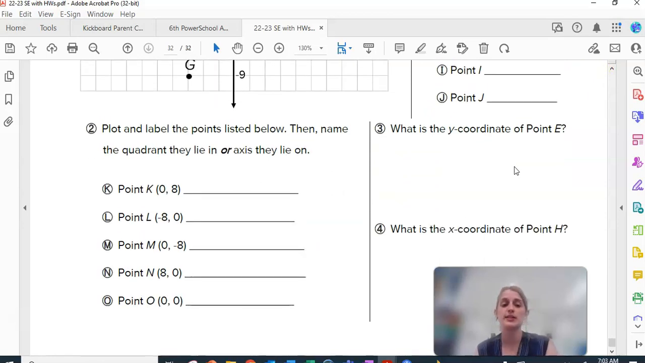Plot and label the points. That means you are literally drawing the dot, and then you're going to label it with whatever letter it is. Then name the quadrant they lie in or the axis they lie on. So you've got to do two different things. We have 0, 8. Remember that we're moving left and right on the x-axis, 0 spaces, and then we're moving up and down on the y-axis, 8 spaces.